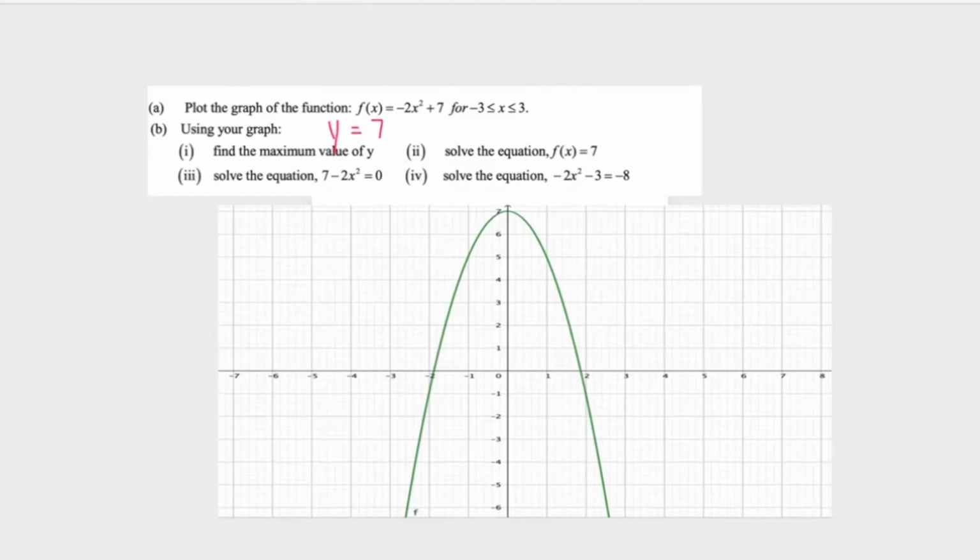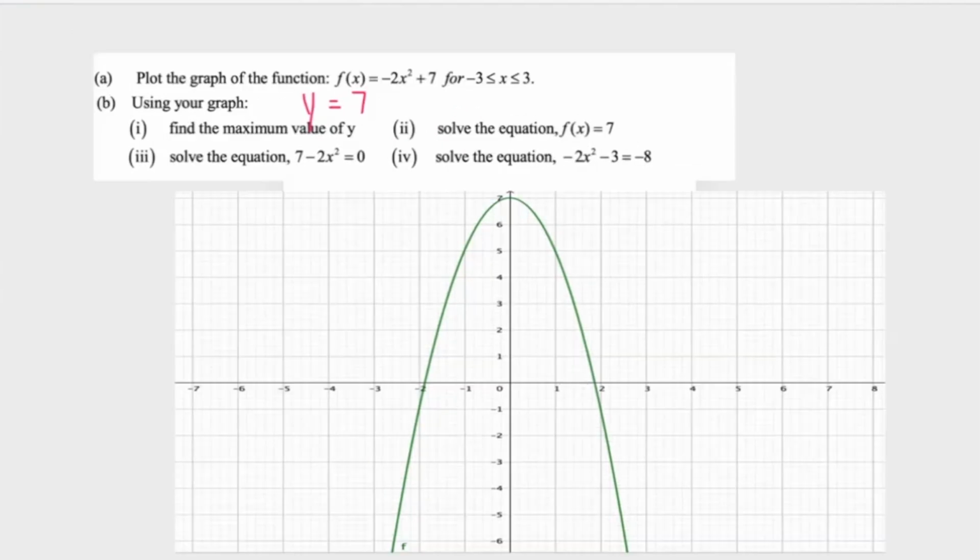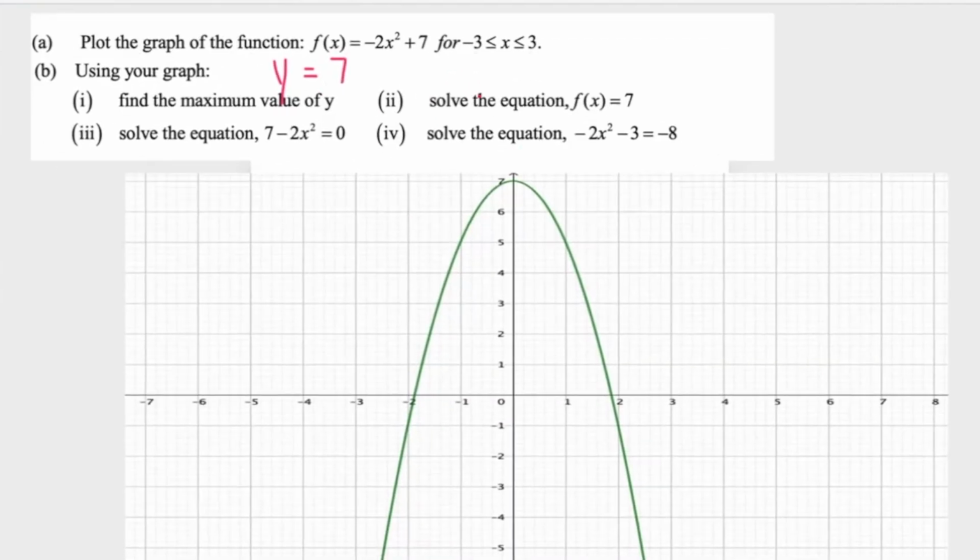Now, the next part says, let me zoom a little bit in, solve the equation f of x equals 7. Now, f of x is just this function. So this function equals 7. And f of x is the same thing as saying y equals 7. Now, y equals 7 is a horizontal line going through the axis.